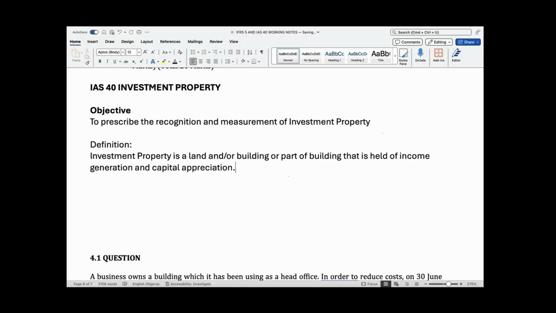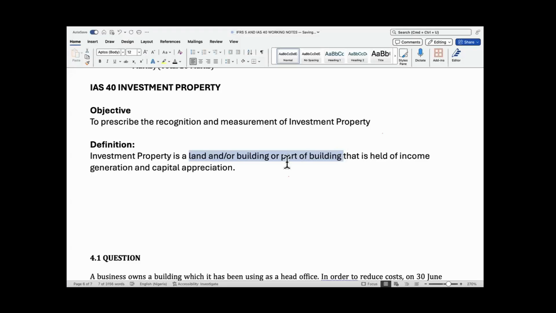That's land and building. So that's investment property that is basically held for income generation or capital appreciation. So the key thing here is that it is either land or building, or land and building. That's the key thing you need to hold. So investment property, that's why they call it investment property.